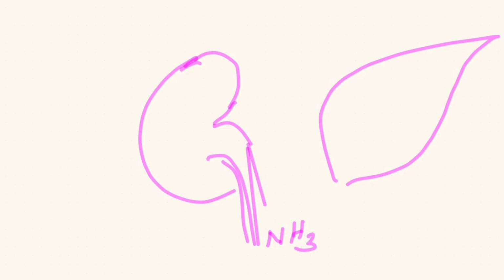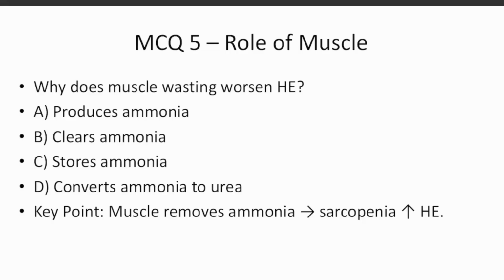And along with the liver failure, there can be renal failure also. This will again contribute to hyperammonemia. Hope this point is clear to you. Now we go to the next question. In many of the hepatic diseases, there is sarcopenia, that is, the muscle mass comes down. So we look into the next question.